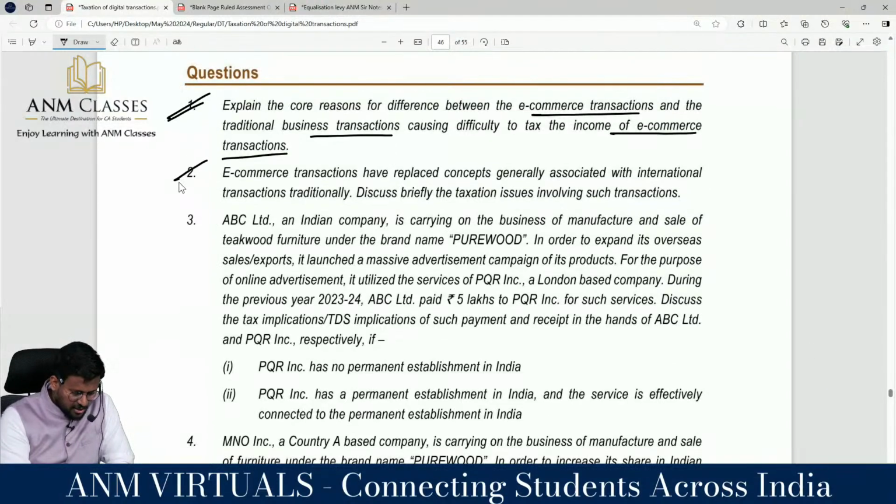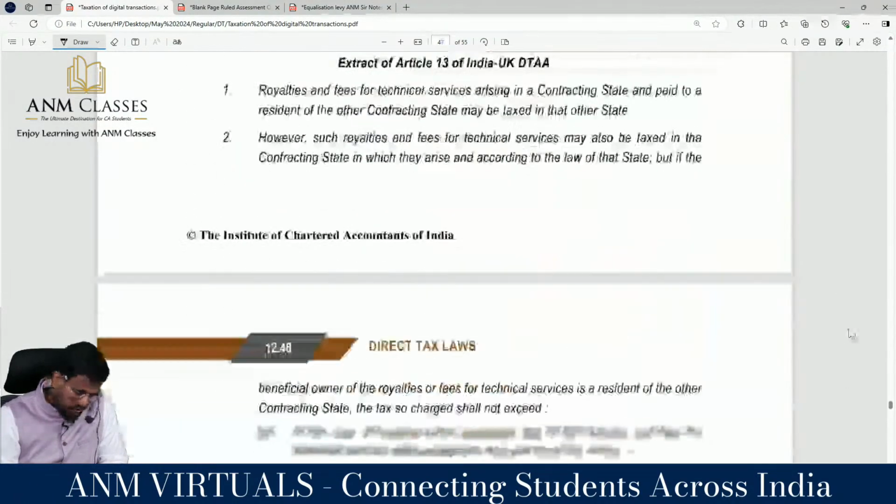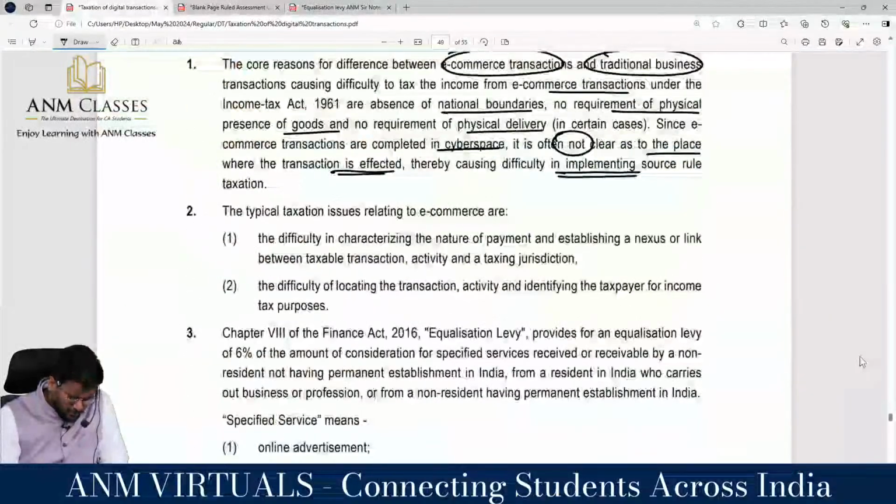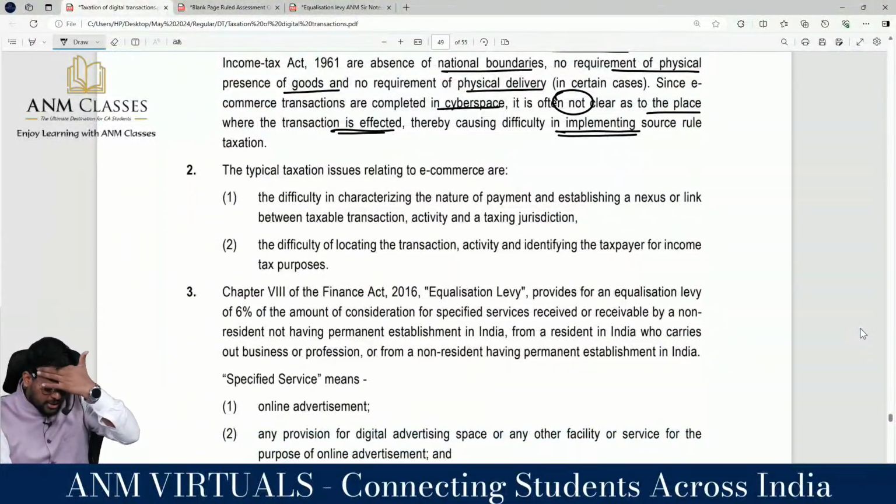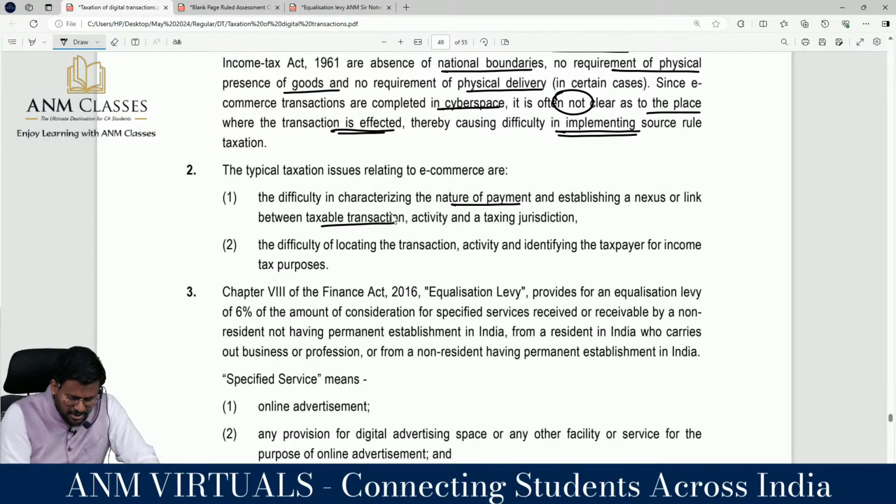E-commerce transaction replaces the concept generally associated with international transactions traditionally. Discuss briefly the taxation issues involving such transactions. Similar type of question. The typical taxation issues relating to e-commerce are difficulty in characterizing the nature of payment, and establishing a nexus or link between the taxable transaction, activity and the taxing jurisdiction.